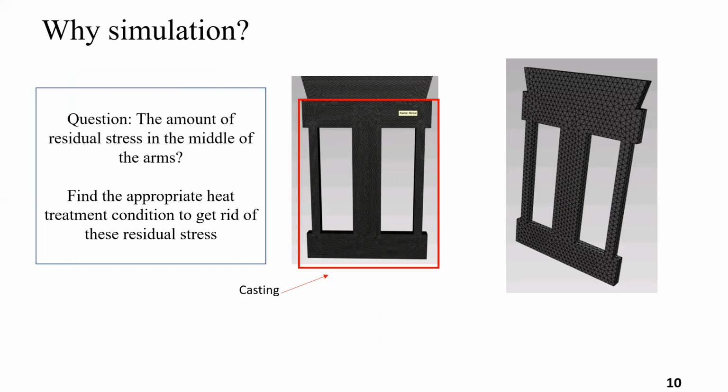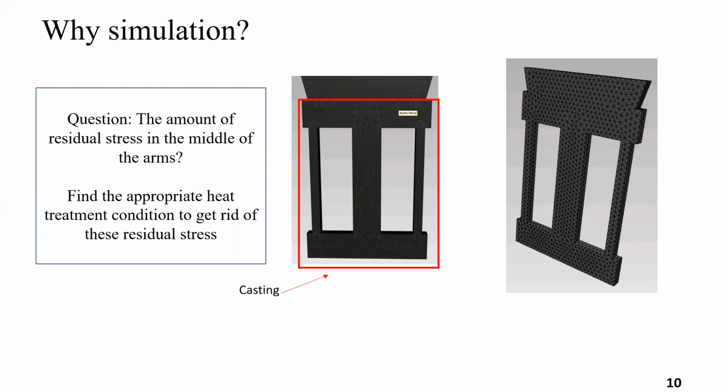So I'm going to show you a very simple case example about the advantage of simulation. In this casting, we are interested in residual stress, the amount of residual stress at the middle of these arms, right? So residual stress are the stress which are remaining in the structure after casting, and they might cause crack or deformation in service condition, and it's really important to get rid of them.